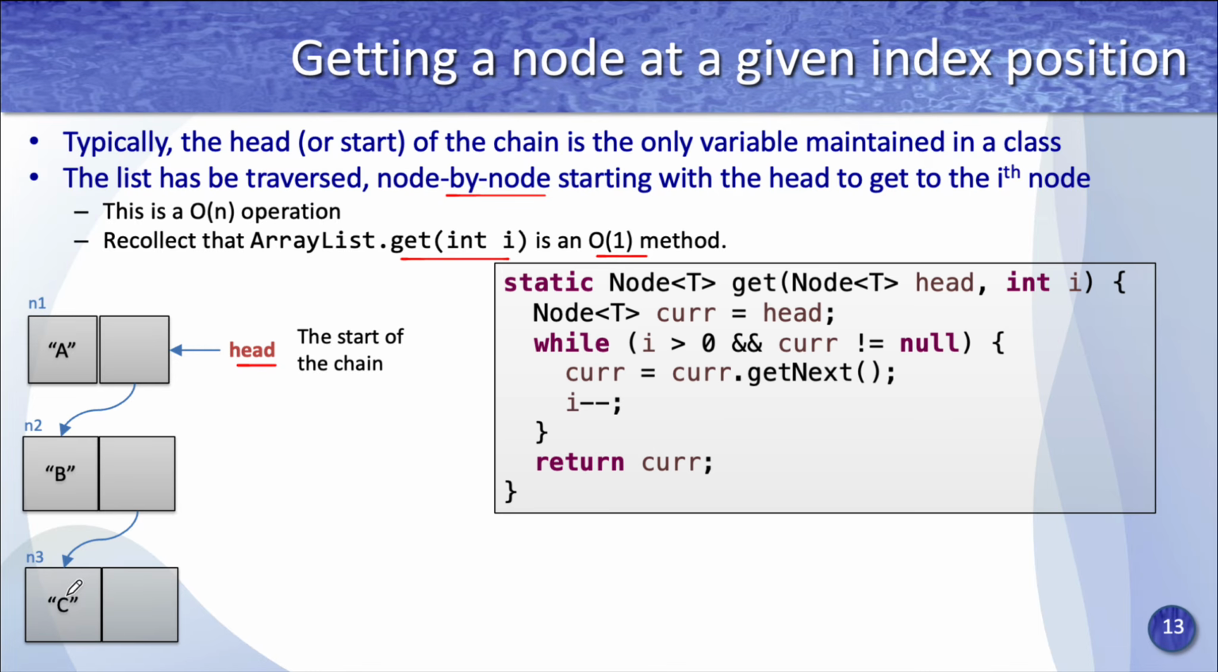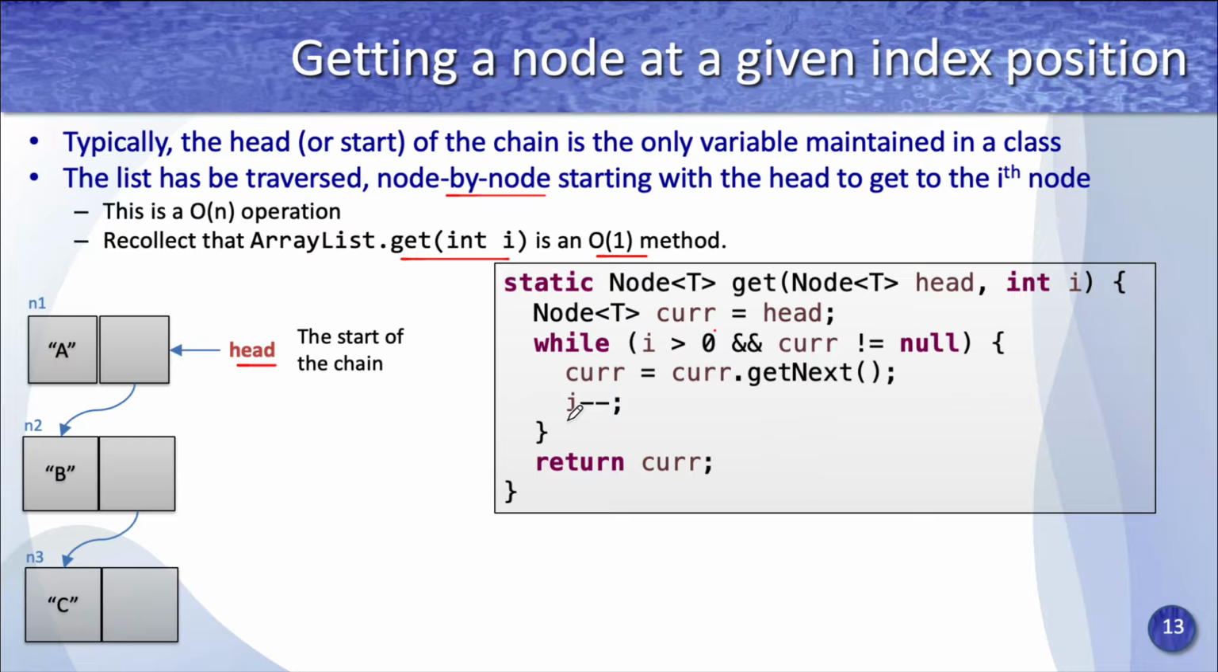Okay? So for example, here's the logic. You start with the head node, current is set to head, and then while i is greater than 0, that means we want more nodes, and the current one is not null. That means here we have a list of 3 nodes. If you want the 5th node, there is no 5th node, and this method is simply going to return null to indicate there's no 5th node.